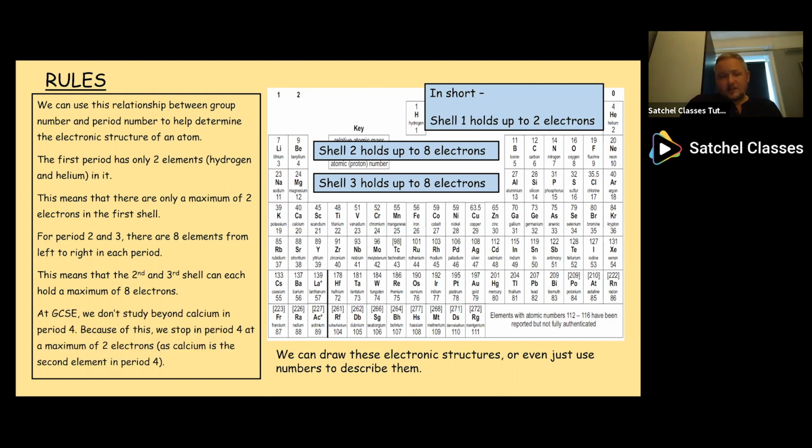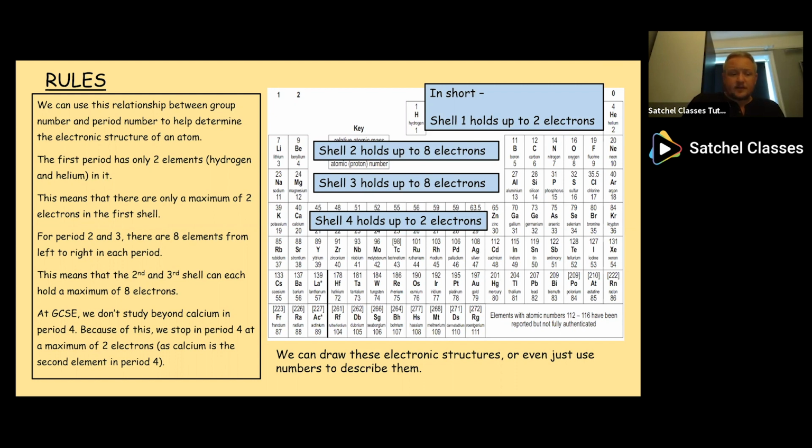Now at GCSE, we don't study beyond calcium in period 4. We don't go into the transition metal elements unless you're studying separate chemistry, and even then we don't go into too much detail with them. So because of this, we stop in period 4 at calcium, and so we say that shell 4 can hold up to 2 electrons. It's a bit of a fudge because when you get to A level and if you decide to take chemistry as a degree, you'll find out differences, but it's just what it is for GCSE.